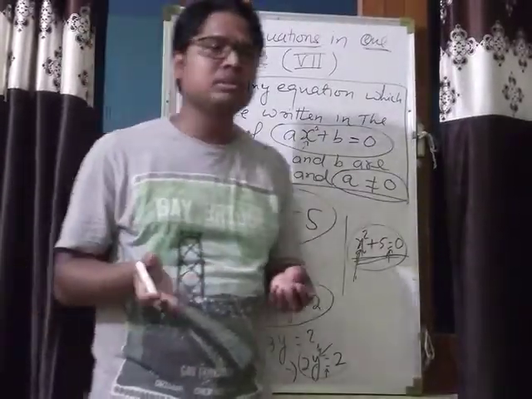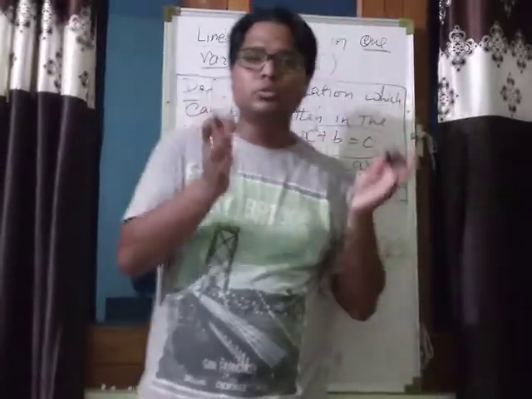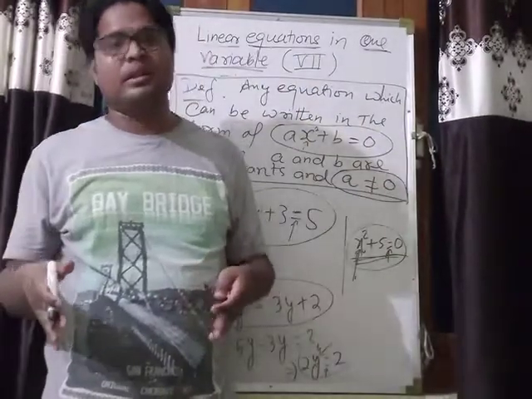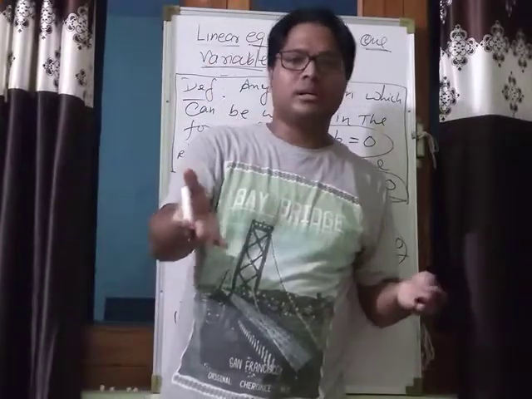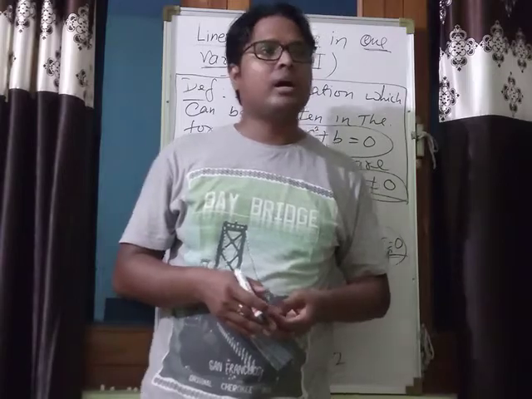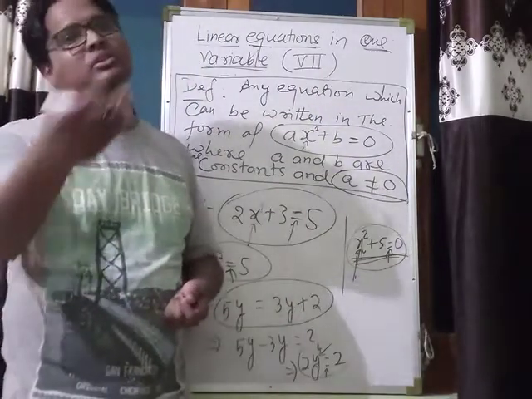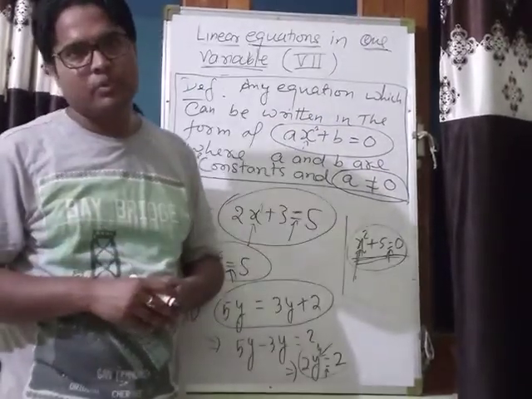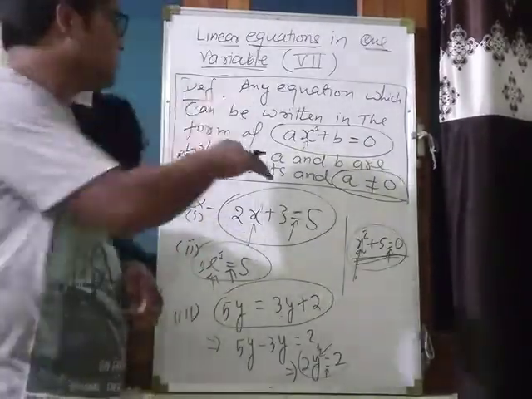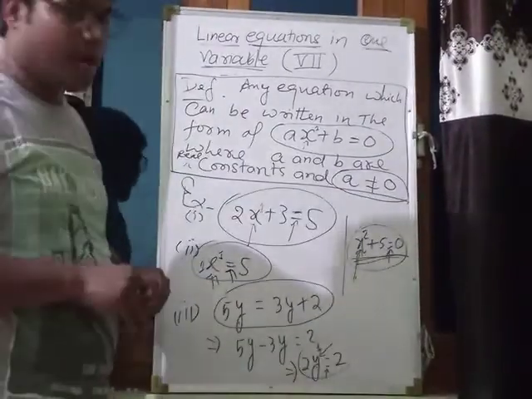What are real numbers? The union, the collection, of rationals and irrationals. I think you have read rationals, and irrational numbers you will read in class 9. Okay, so write down this definition. Pause this video and write down the definition.